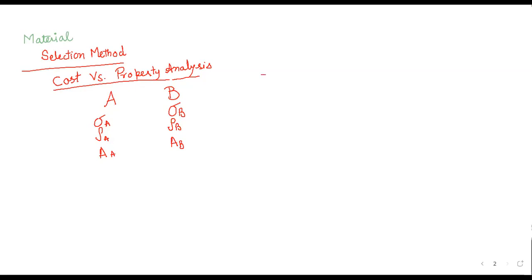Now this member, this product, which is basically designed for taking the tensile load, let's say it has been subjected to a tensile load P. Then the cross-sectional area required by material A will be AA equals P by sigma A. And for material B, the cross-sectional area required will be P by sigma B. Let's also consider that the cross-section of this material is circular.